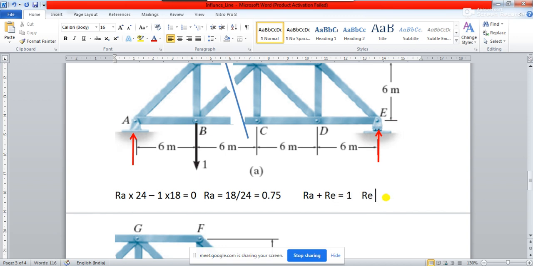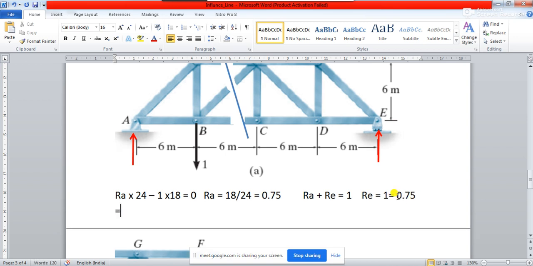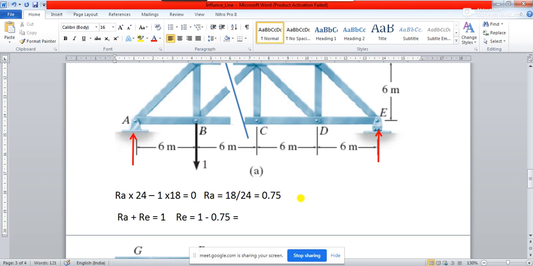So what will be your RE in that case? 1 minus 0.75. That is going to be equal to 0.25. Is it clear? So what you have done? You have found out the reaction, right? So RA you found out and RE you have found out. So once you know the reaction, then what you can do?